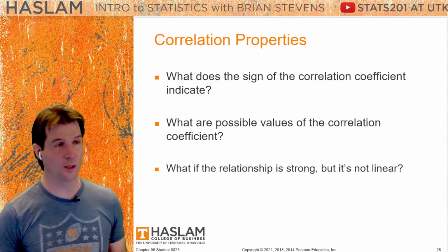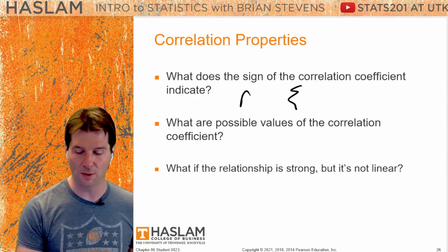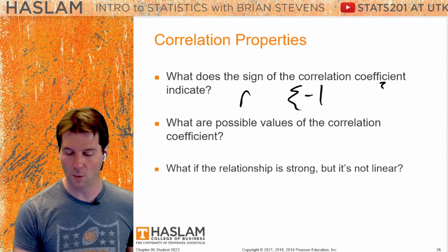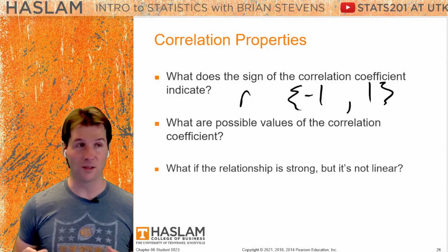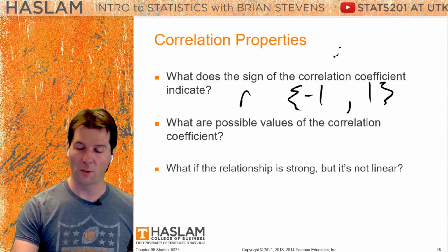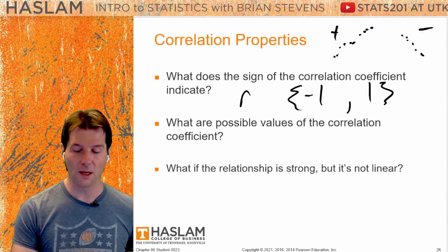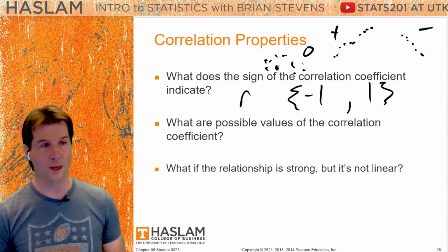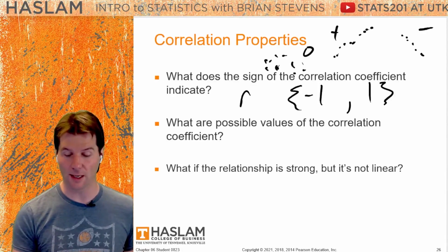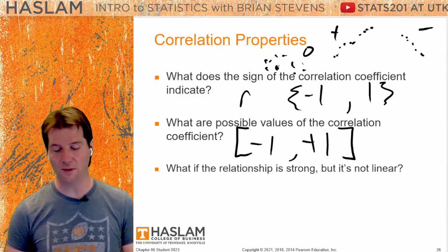What does the sign of the correlation coefficient indicate? And this is the sign of R, where R is contained between -1 and 1. The sign of it is going to indicate to us whether it is a positive or negative direction. Whether the points go up or whether the points go down would be positive or negative. And whether they have next to no relationship could be 0. What are the possible values of correlation? Anything between -1 and 1 inclusive of these values.